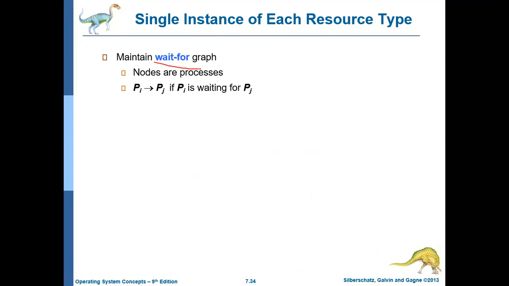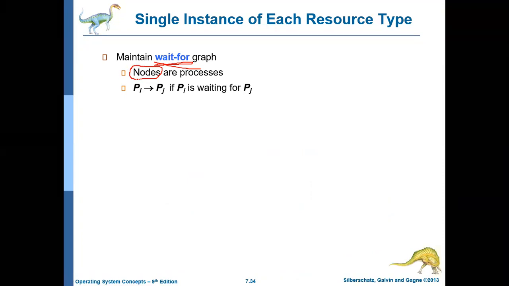The first type of algorithm will be used when there is only one instance of each type of resource. This is done through a graph, called a wait-for graph. A wait-for graph is a variation of the resource allocation graph. In a wait-for graph, the nodes represent only processes.